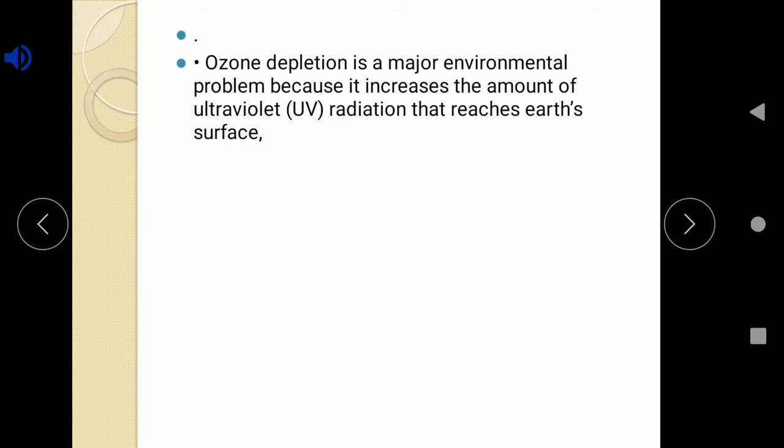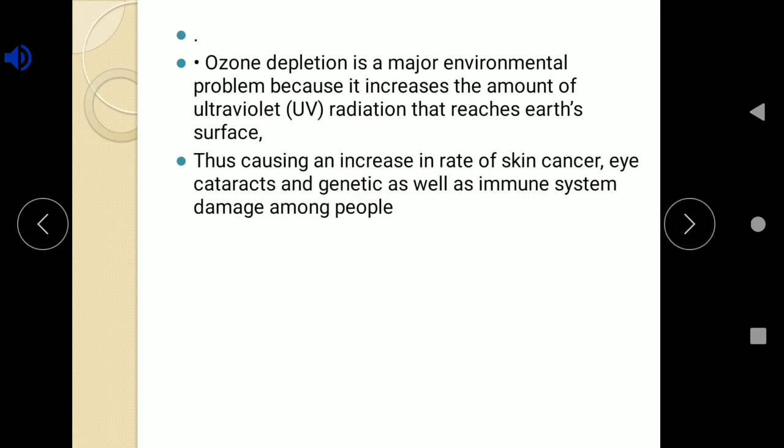Now, what are the effects of this ozone depletion? It is a major environmental problem as it increases the amount of UV radiations that reach Earth's surface. And if the UV radiations on Earth increase, what will happen? That will increase the rate of skin cancer, the rate of eye cataract formation, and genetic as well as immune system damage among people. So, this is hazardous.